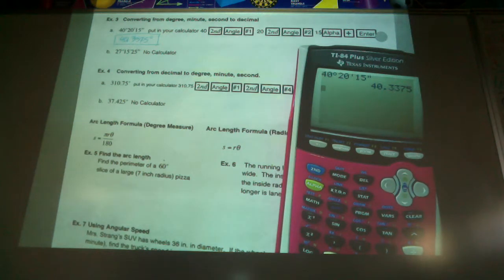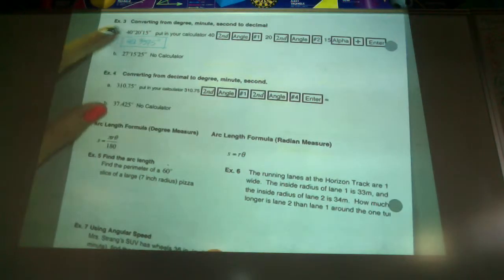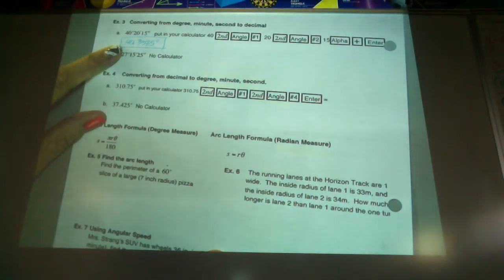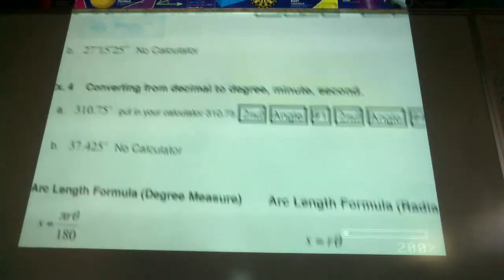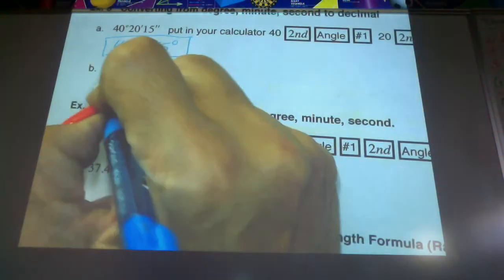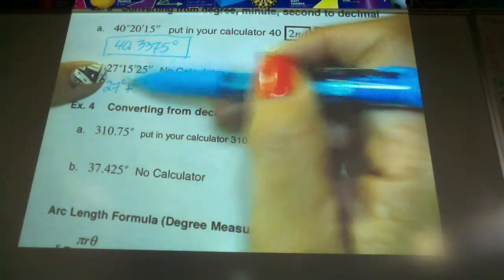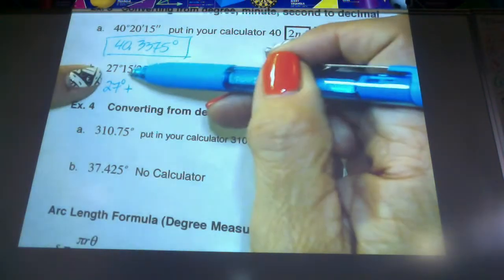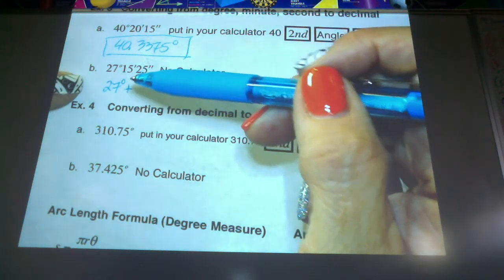Now, how do we do that by hand? Well, we're going to use our conversions. So if you just look at what we just did here, the 40 degrees became the whole number part of our degrees here, correct? So we're going to do the same thing here. I'm going to take my 27 degrees, and I'm going to add to that my 15 minutes. I want to convert minutes to degrees. How many minutes are in a degree?